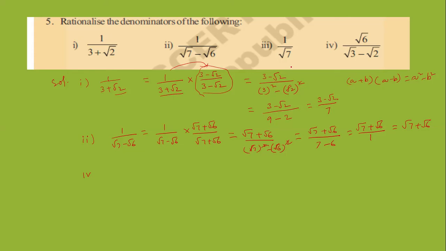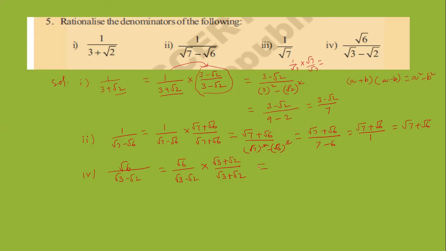Okay, in this manner we may do all these. You may do the third one at home. Just as I explained, 1 by root 7 into root 7 by root 7. You do this one. Now I do the fourth one, that is root 6 by root 3 minus root 2. That means you may rewrite as previous, root 3 minus root 2, into root 3 plus root 2 by root 3 plus root 2.